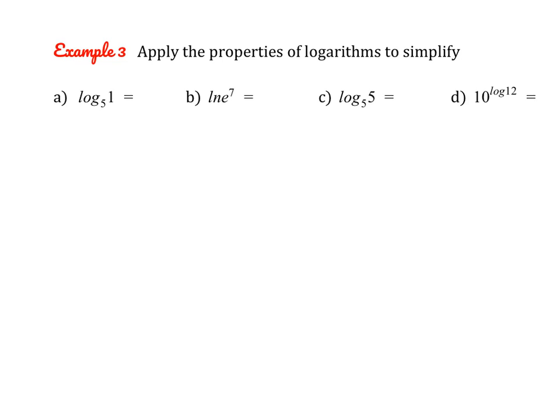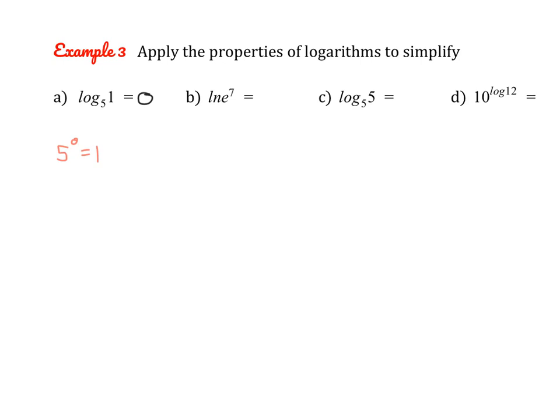All right, so let's see if we can apply these properties of logarithms to simplify these expressions. First, log base 5 of 1. Remember, any logarithm of 1 will always equal 0. We know this is true, again, because 5 to the power of 0 equals 1, or any base to the power of 0 equals 1.